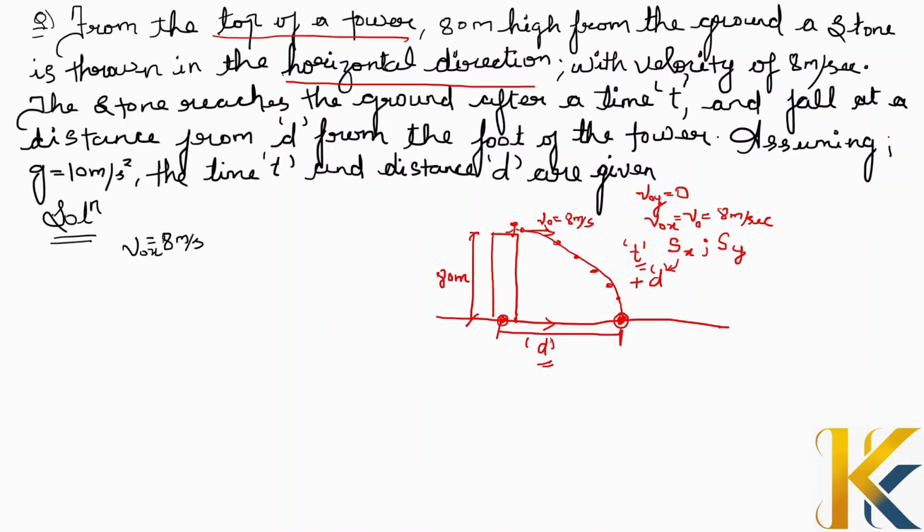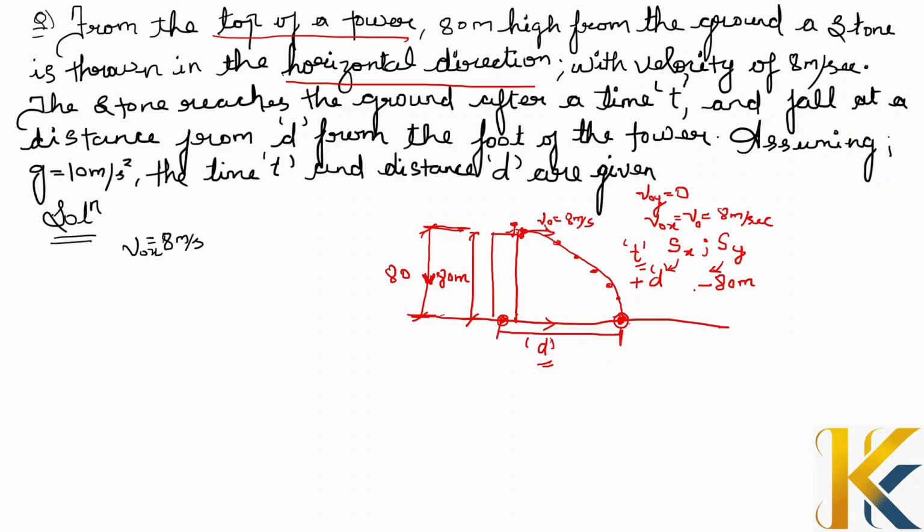Now what about y direction displacement? The initial position in y direction is this, and the final position is this. That means the vertical distance. So what is sy then? It is nothing but 80, and the direction is downward. Downward direction means negative. So sy will be minus 80 meter.